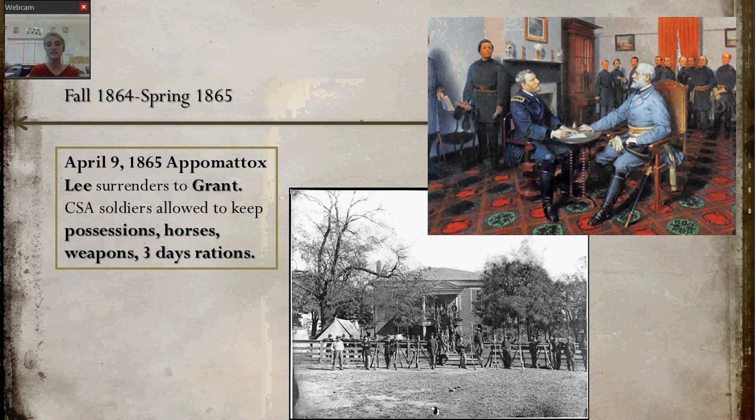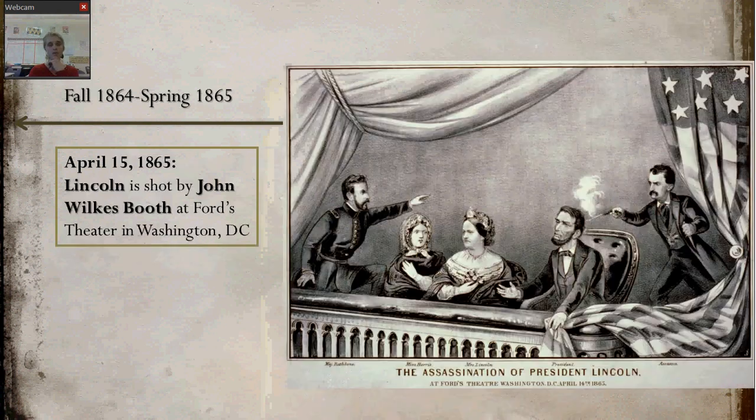So this is the end of the war. We're going to start trying to rebuild and reconstruct. However, before that can happen, on April 15th, less than a week later, Lincoln is assassinated by John Wilkes Booth in Ford's Theatre in Washington, D.C. He dies the next day, and this really is a major blow. The Union has just won the war, they're super excited, and Lincoln is killed. So it's a pretty major blow to the Union.